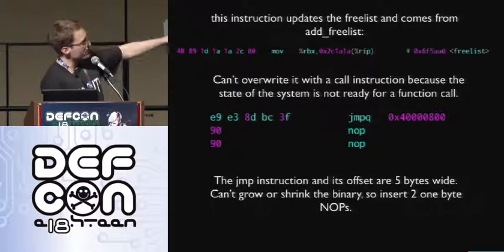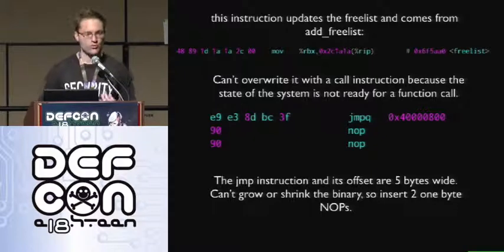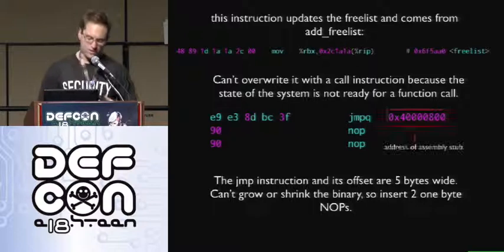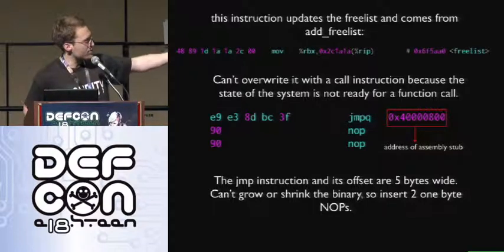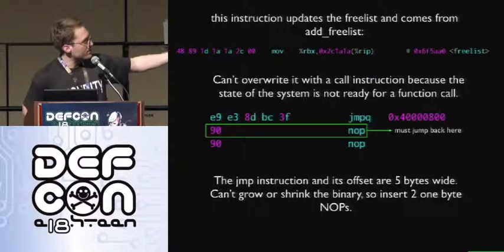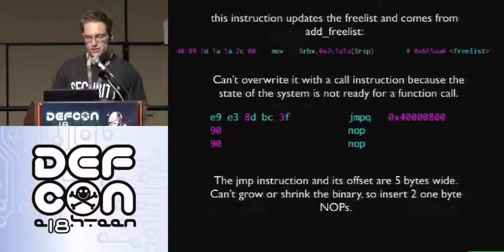It turns out that the move instruction is 7 bytes. The jump instruction, including the offset, is only 5 bytes. Since we can't grow or shrink the binary, we have to insert 2 NOP pads just to make everything work out. This address right there is just the address of the assembly stub we're going to transfer execution to. And when the assembly stub finishes, we want to return back to this NOP and then just fall through and continue executing as if nothing happened.